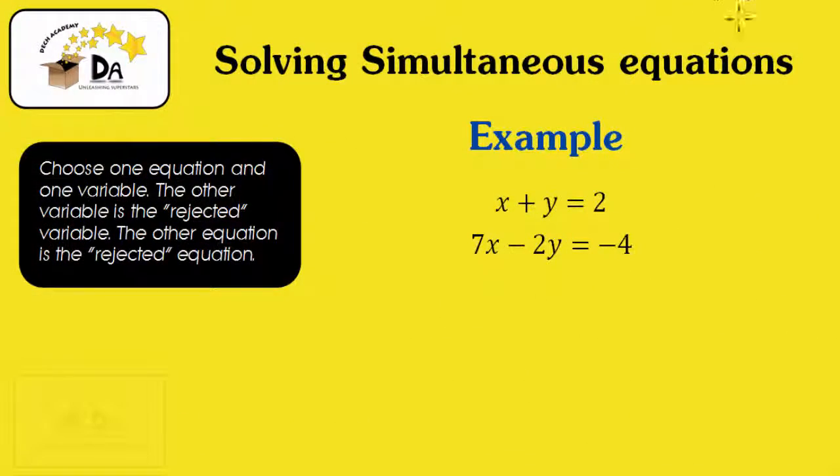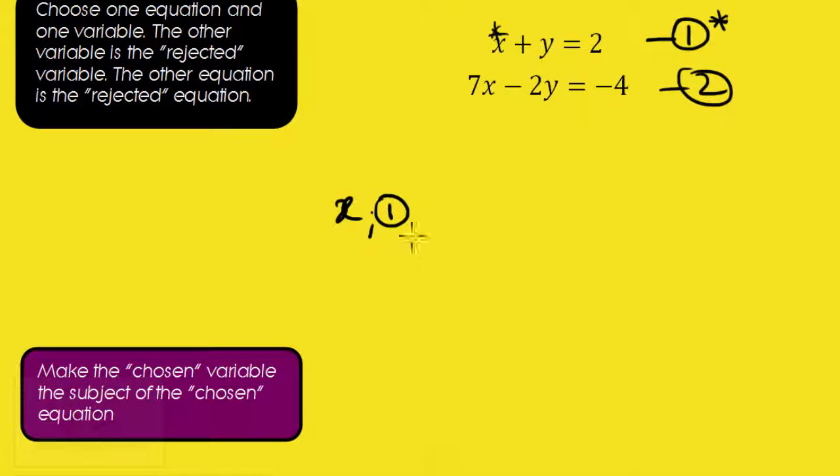So here's a final example. 2 equations in 2 variables. First step, choose an equation and choose a variable. So I'm choosing equation 1. I'm choosing the variable x. So I'm choosing x and equation 1. Next step, make the chosen variable the subject in this equation. I'm going to make x the subject in equation 1.